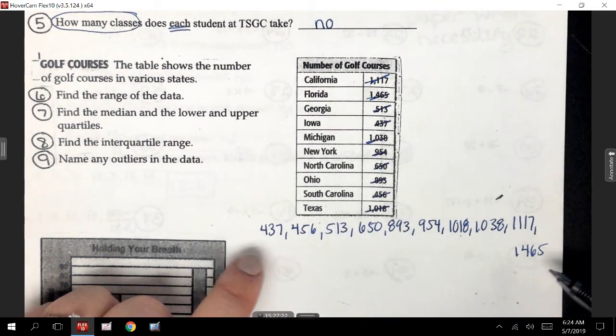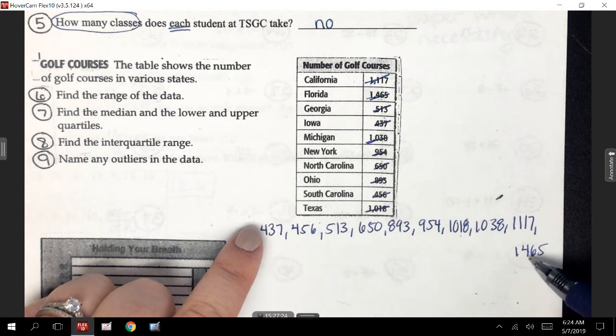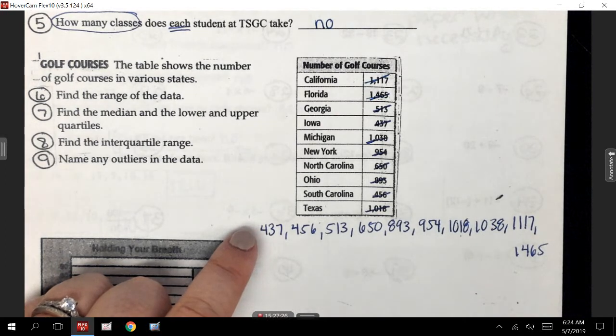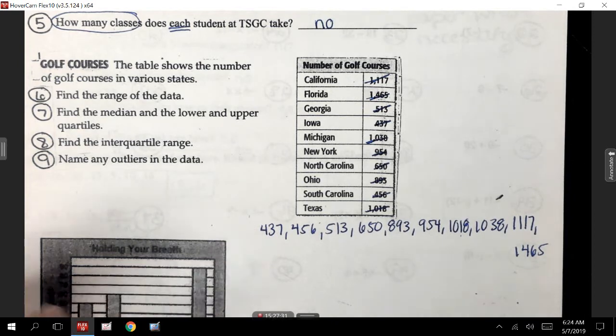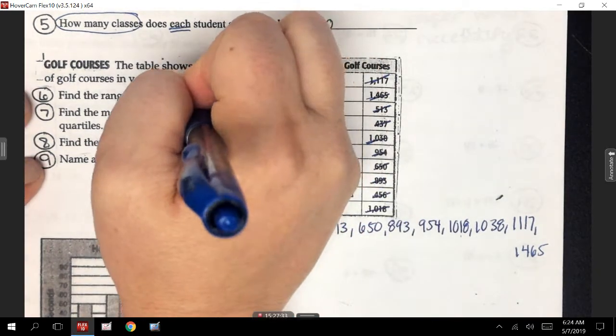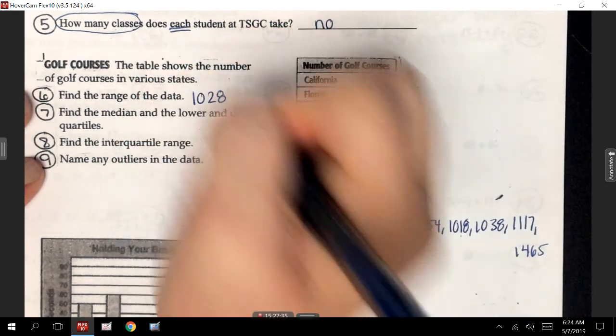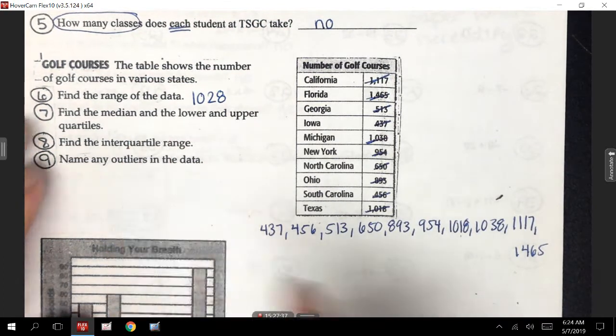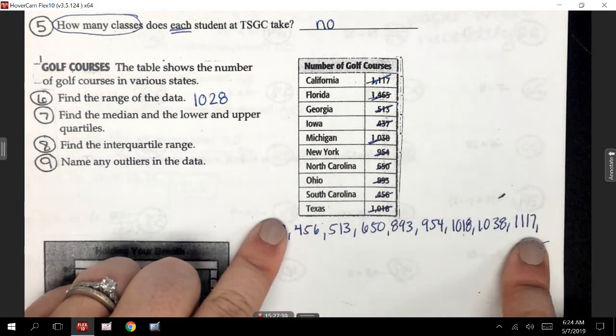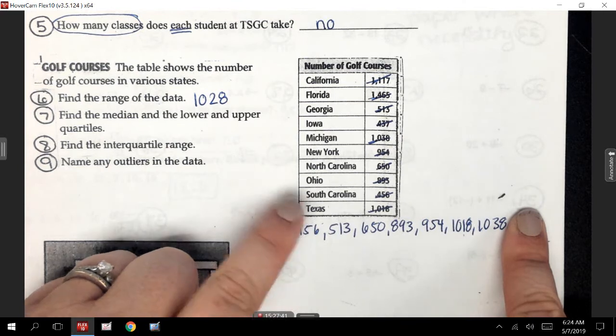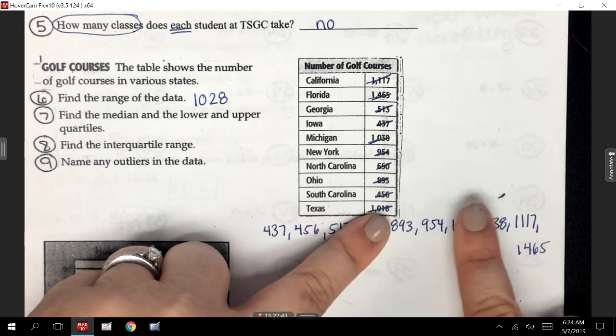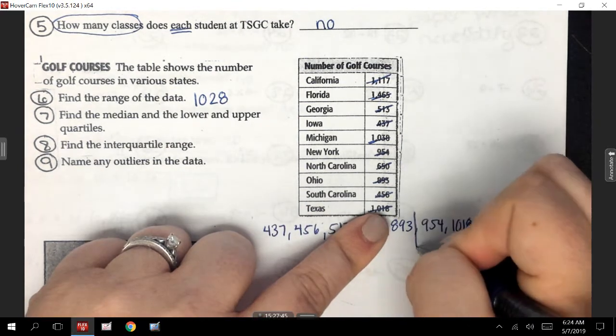All right, so the range, we're going to be subtracting these ends. So 1465 minus 437 is going to give me 1028 as my range. The median, so I'm looking for the middle numbers. I'm going to cover up the ends, and I'm just working my way to the inside. I end up with 2 numbers in the middle.